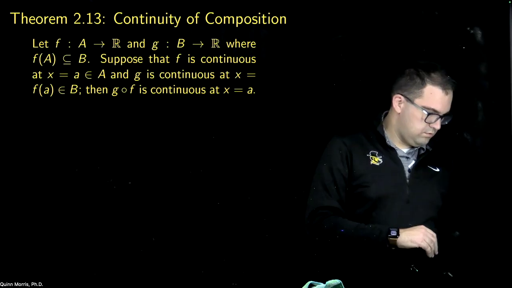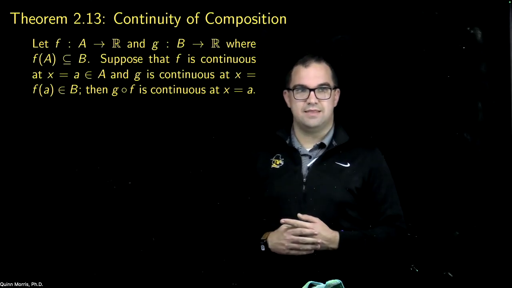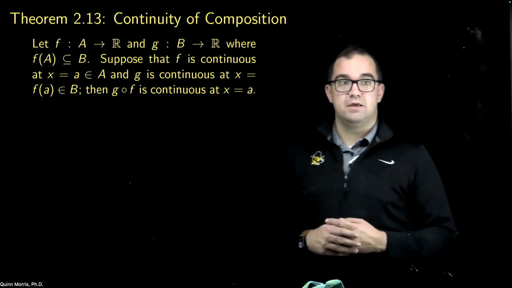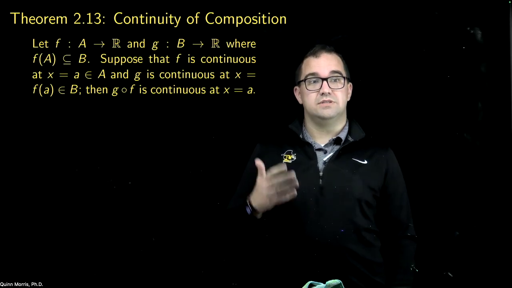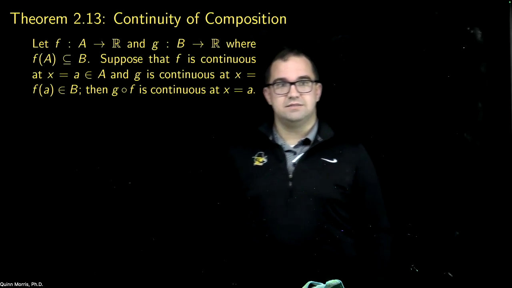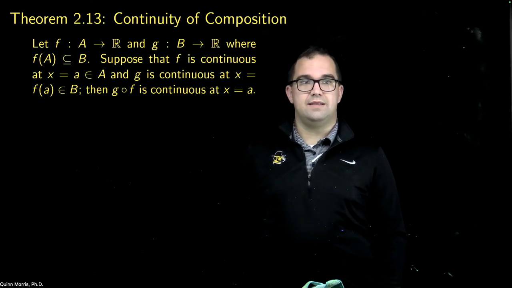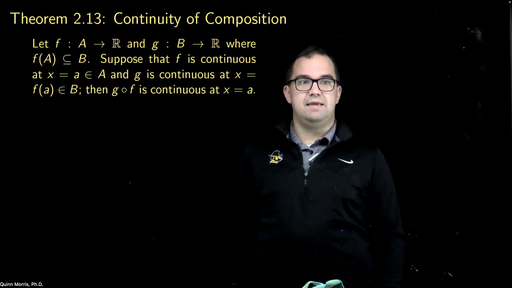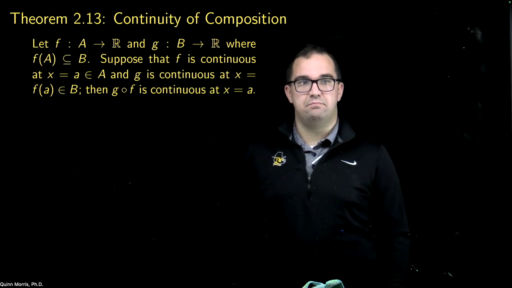Now, there's one other way we can combine continuous functions, and that is through composition. And what we'd like to say is that the composition of continuous functions is continuous. So that's exactly what theorem 2.13 here says. It says let f be a function from A into R, and let g be a function from B into R, where f of A is a subset of B.